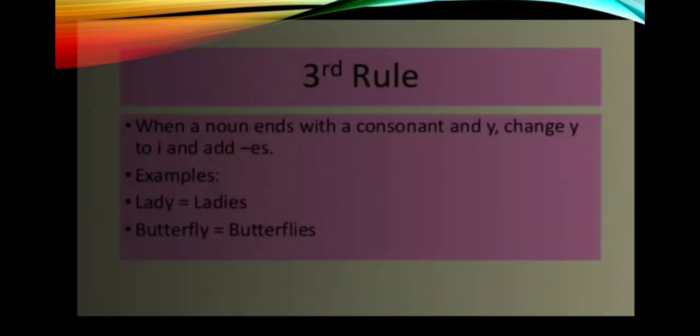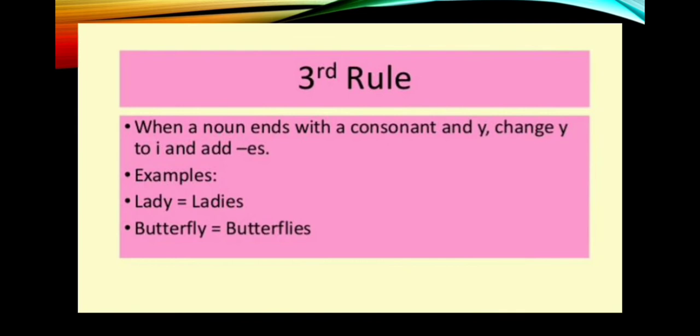Now we will see rule number 3. When a noun ends with a consonant and y, change y to i and add es. So according to this rule, nouns that end in a consonant plus y, we will add ies in place of y. Or we can say that we will drop y and we will add ies to form plural. Let's see the example. Lady, ladies. Butterfly, butterflies. So in both the examples, we have removed y and added ies to make them plural.